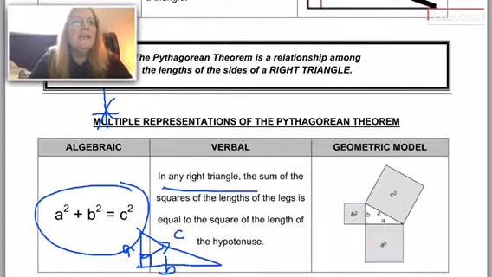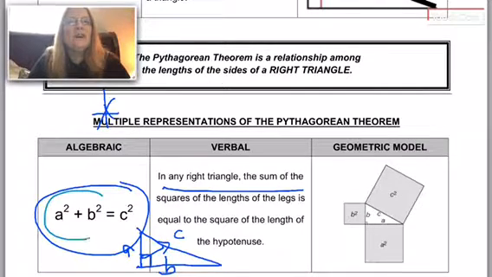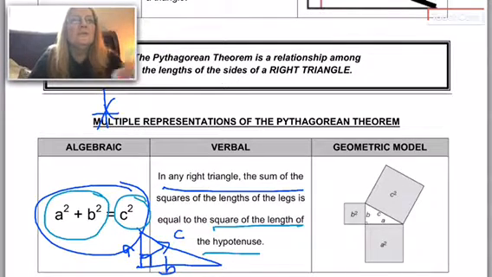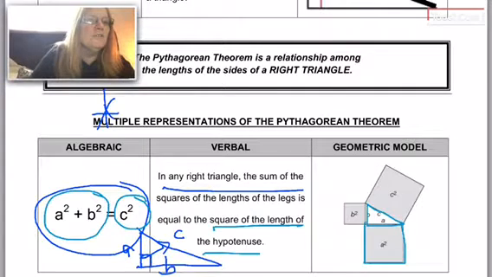So in words, in any right triangle, the sum of the squares of the lengths of the legs. So this here, a squared plus b squared, is the sum of the squares of the lengths of the legs. It's equal to the square of the length of the hypotenuse, which is c squared. In the geometric model on the right, you can see that we have this right triangle, and what they've done is they've literally drawn squares off the sides.